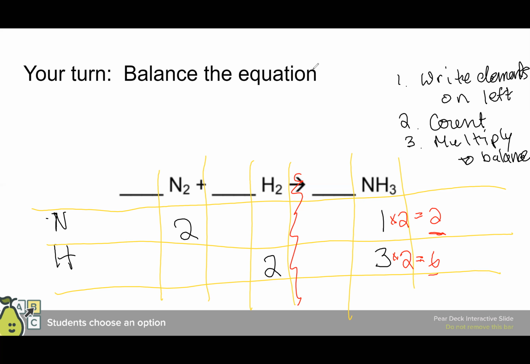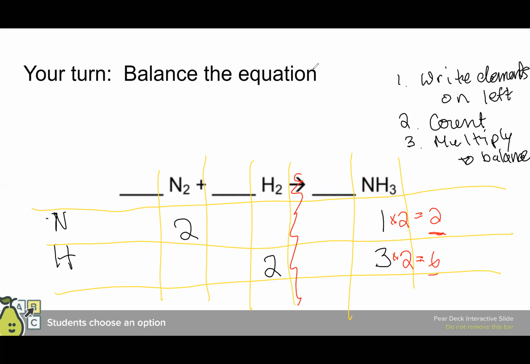So I'm going to use a different color. Multiply 2 times what is going to make 6? 2 times 3 equals 6. I would multiply everything in this column by 3, but there's nothing else in the column, so I don't have to worry about it. So let's double check our answers now.